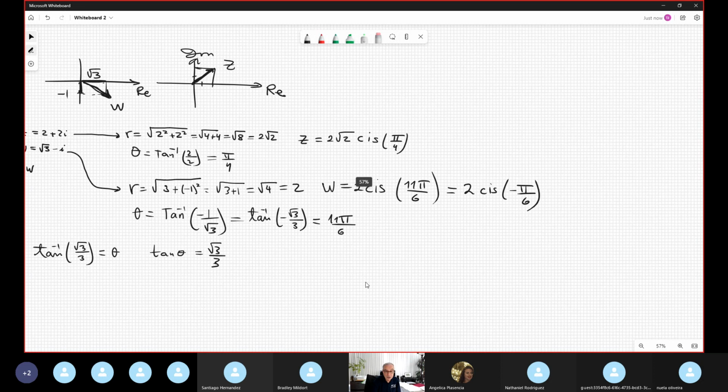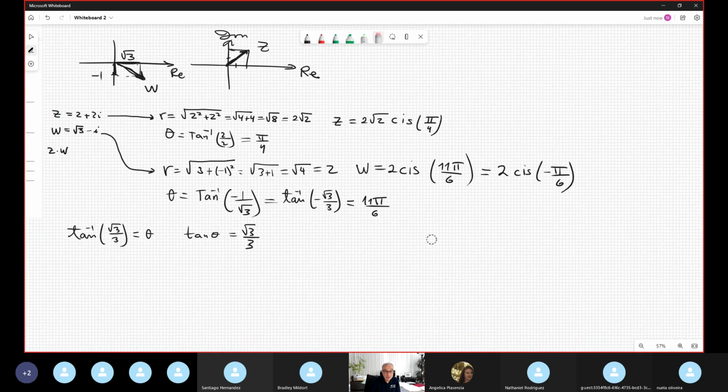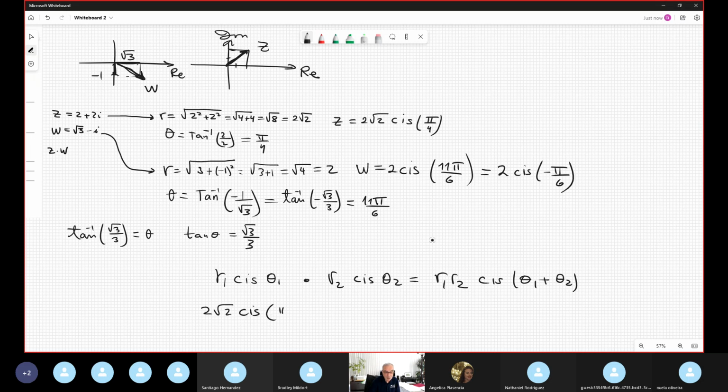Okay, now multiplication. With multiplication, you multiply the radii. So the formula for the multiplication of complex numbers is: you have R1 times cosine plus i sine theta 1, times R2 times cosine plus i sine theta 2. The answer is R1 R2 times cosine plus i sine of theta 1 plus theta 2. In our specific example, we have 2 radical 2 cosine plus i sine pi over 4 times 2 cosine plus i sine 11 pi over 6. So the multiplication is 4 radical 2 cosine plus i sine of pi over 4 plus 11 pi over 6.